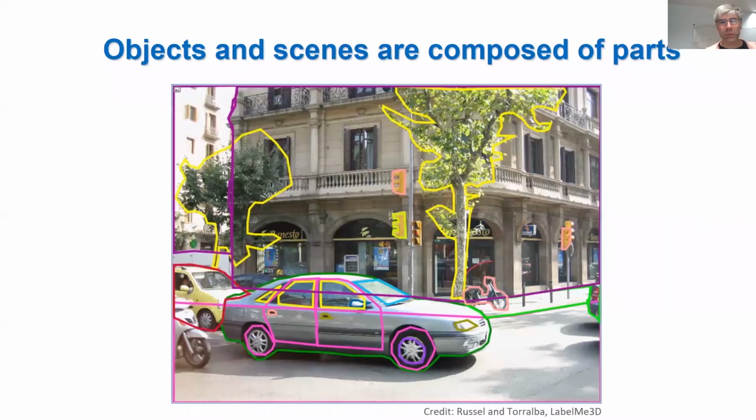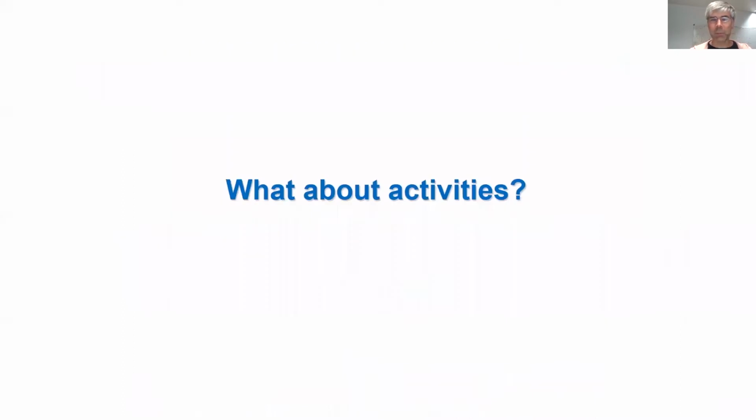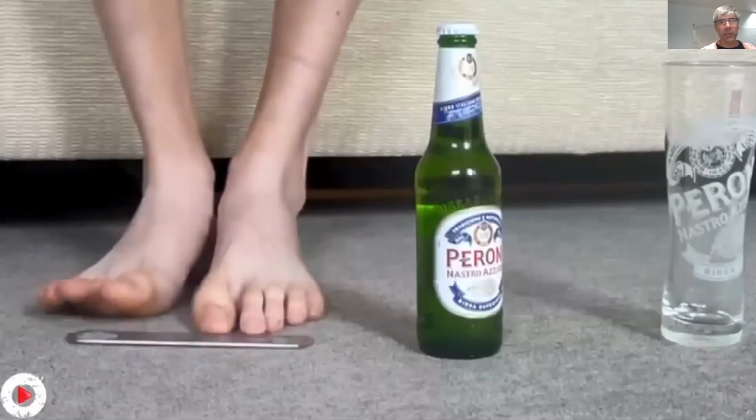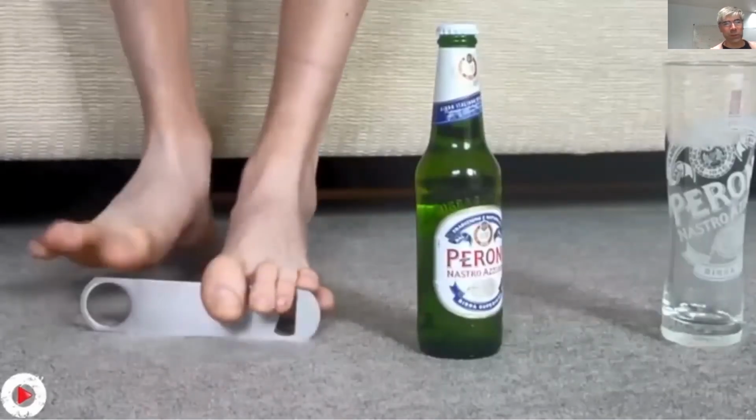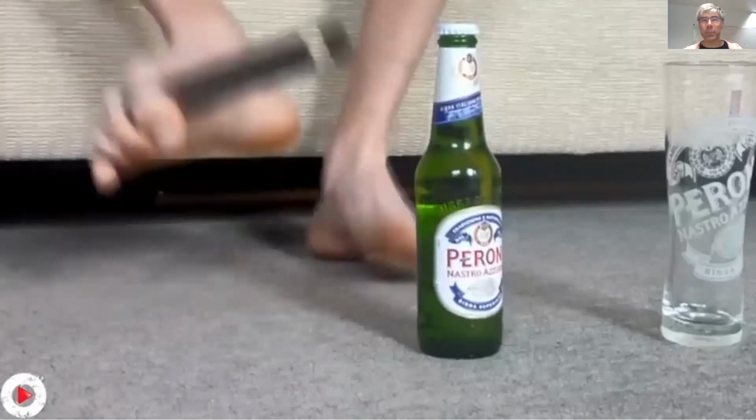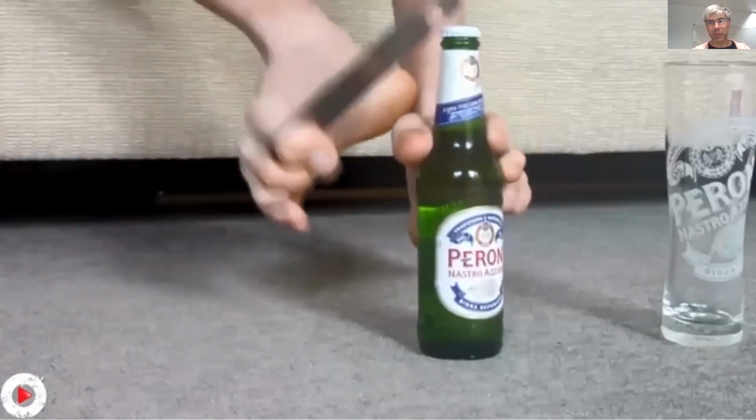Given the topic of today's workshop, let us first talk about compositionality. So we know that objects and scenes are composed of parts. But what about actions and longer activities? Here are a few videos showing examples of opening bottles.